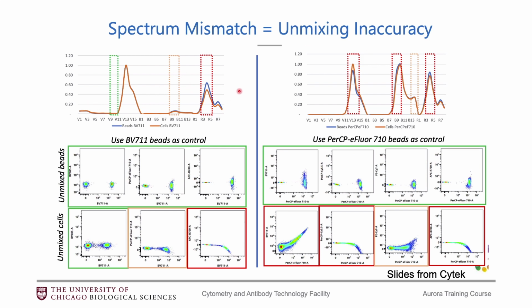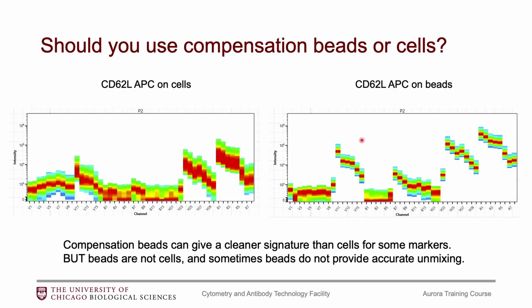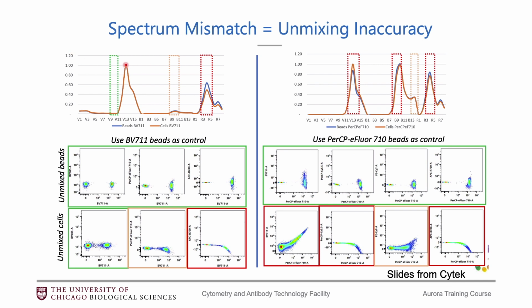So if we overlay the two spectrums on top of each other, so basically taking these two plots here, putting them on top of each other, unfortunately, there's no quick way to do that. We've got to export the MFIs for all the detectors and then graph them in Excel. We've got to normalize to the peak channel. So regardless of brightness, you would expect that the signature on the beads, which is in blue, and the signature on the cells, which is in orange, should be perfectly overlapping. And you see that in this region, right around R4, there is a mismatch. So if we take the single stain beads and we unmix either single stain beads, which is this top row, or single stain cells, which is this bottom row, and we check how accurate the unmixing is.